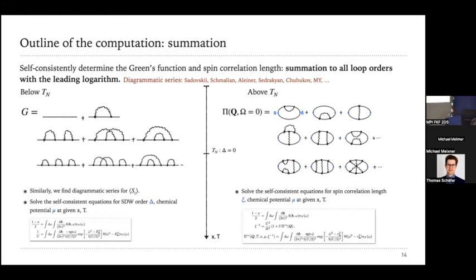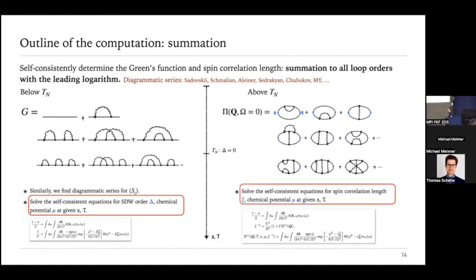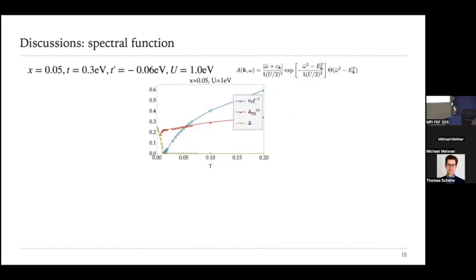And with this procedure, we can solve self-consistently the SDW order parameter and the chemical potential below the Néel temperature, and the spin correlation length and the chemical potential above the SDW order. And I want to emphasize that this is not an RPA or Eliashberg type summation, but it can be done quite accurately if we restrict to thermal fluctuations. So now let me discuss the results. This is the result we studied when U is 1 electron volt.